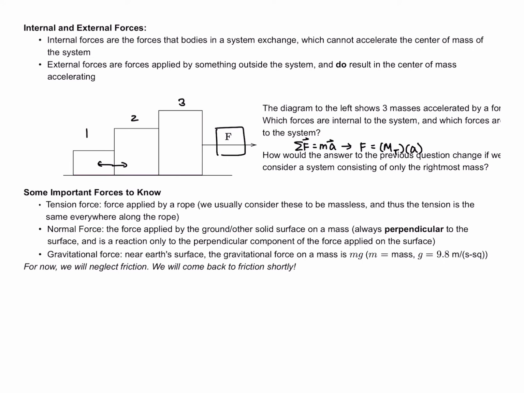So some important forces that you should know are the tension force, which is the force applied by rope. And normally, almost always, I've never seen a problem where this wasn't true, we consider these to be massless, and thus the tension is the same everywhere. If they were not massless, it would vary because the amount of weight that certain parts of the rope would be holding would be different if the rope had mass, right? But because our cords are massless, we don't have to worry about that.